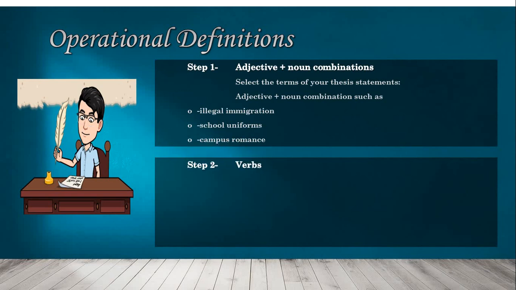Next, we have the verbs. Select the terms of your thesis statement. Verbs such as influence, affect, determine. So as you can see, these are the examples of verbs. So as a researcher, you must know the subject-verb agreement to determine if it is a singular or plural verb.